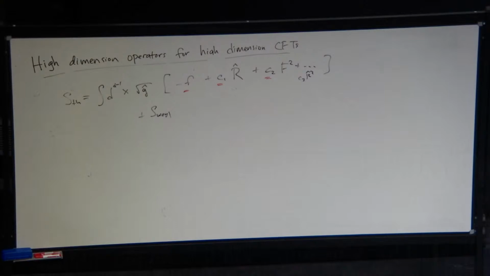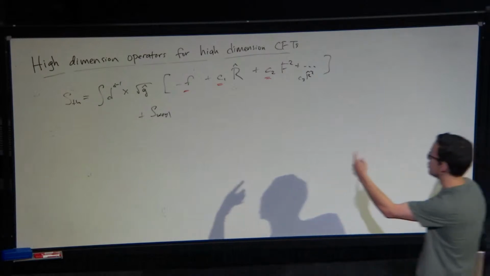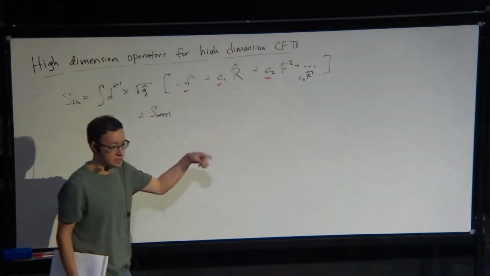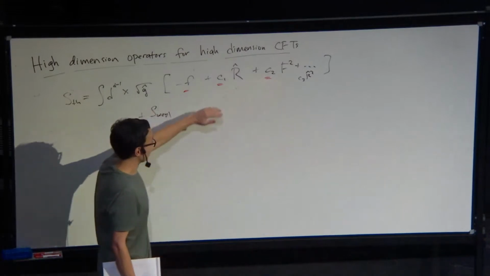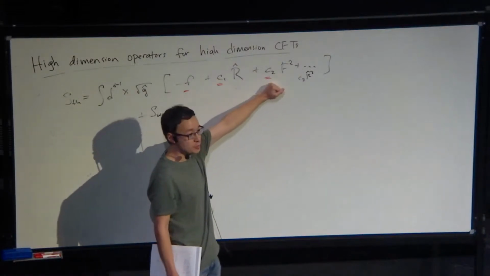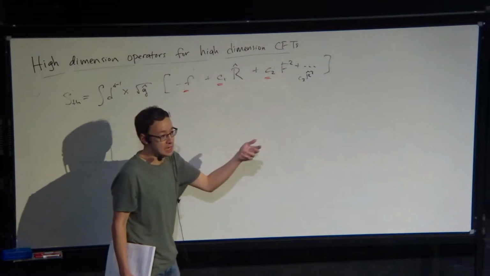Well, yeah, I guess the units are made up by the betas. So indeed, these higher dimension terms, because their units are less, will have extra powers of the temperature, of beta.